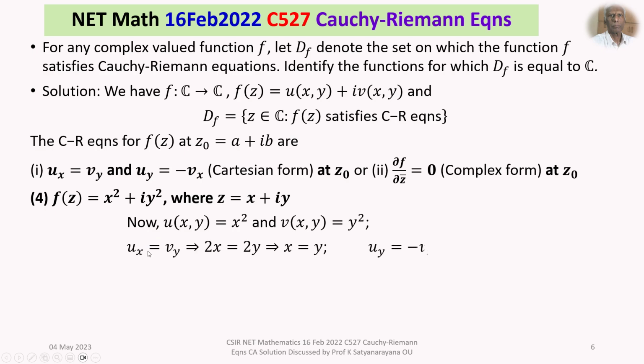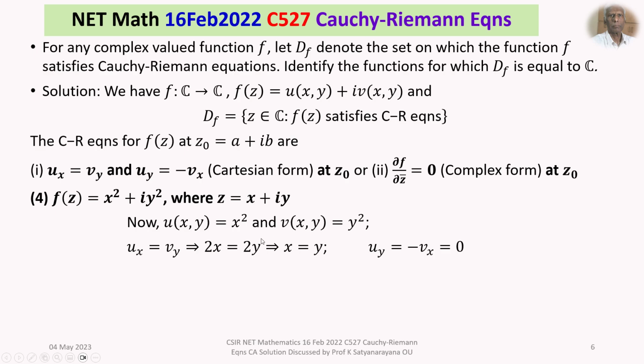u_x is 2x, v_y is 2y. u_x is equal to v_y implies 2x is equal to 2y, implies x is equal to y. And u_y is 0 because u is free from y, and v is free from x, therefore v_x is 0. So u_y is equal to minus v_x is equal to 0.